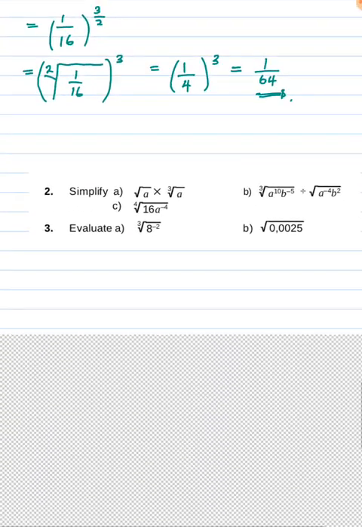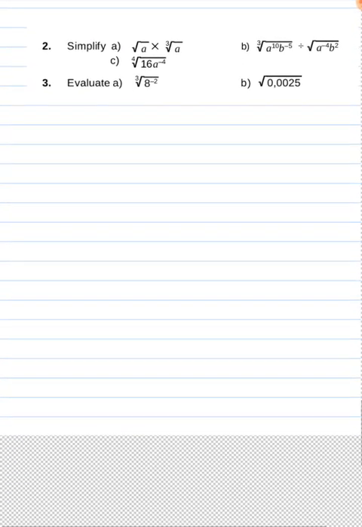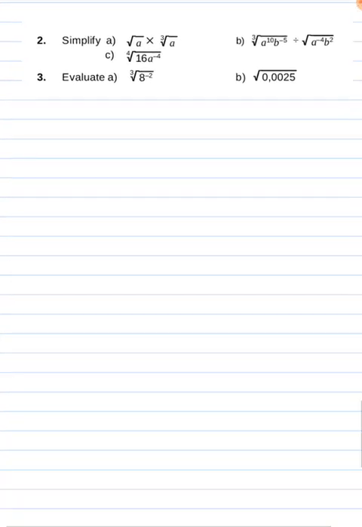Then to end up on number 2. Number 2, we are asked to simplify a, then 2a, that's square root of a multiplied by cube root of a.